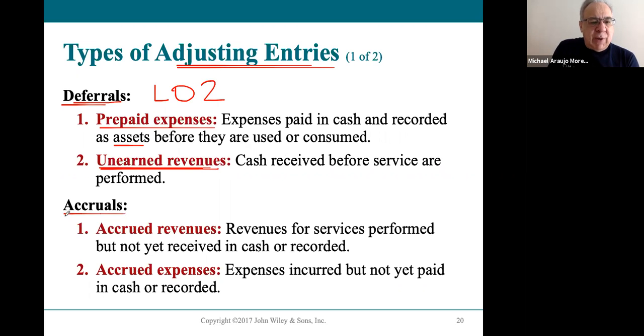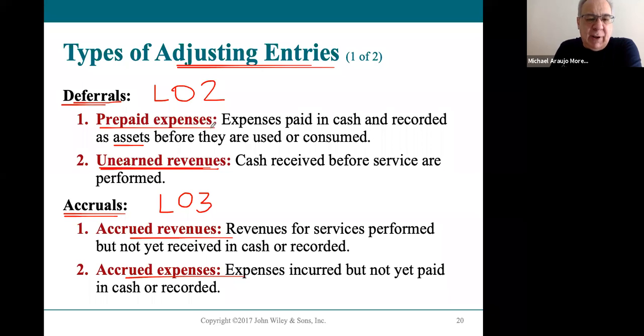And then learning objective 3 introduces you to these other adjustments called accruals. And accruals basically, again, affect revenue and expenses. Here, we have to make sure that all the revenue that we earned in a period is shown, whether we got paid for it or not. That's an accrued revenue. And you'll learn more about that next time. And an accrued expense is an expense that happened in this particular period, but we haven't paid it yet.